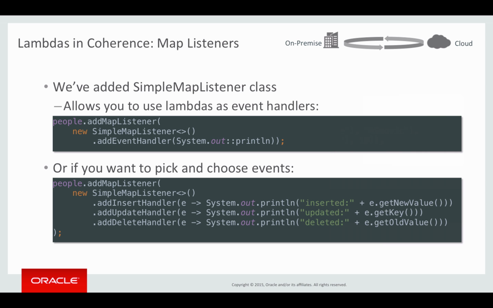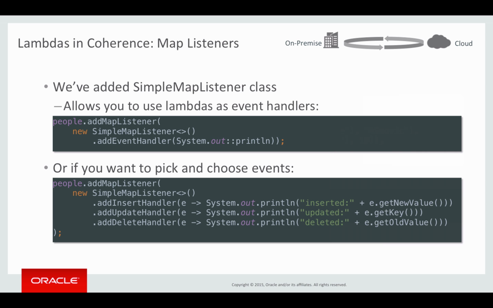This basically eliminates the need to extend the abstract map listener and override the method you care about, or to extend multiplexing map listener when you want to handle all of the events the same way. Simple map listener effectively replaces both of these base classes and allows you to do exactly what you want to do, whether it's handling a single event type or specifying multiple handlers for each of the event types.